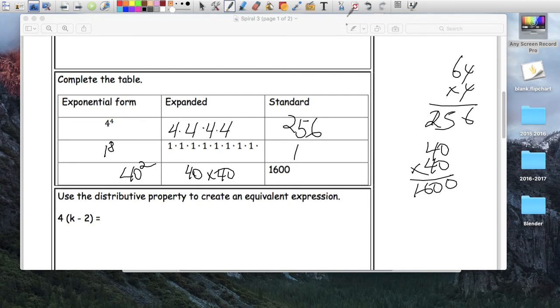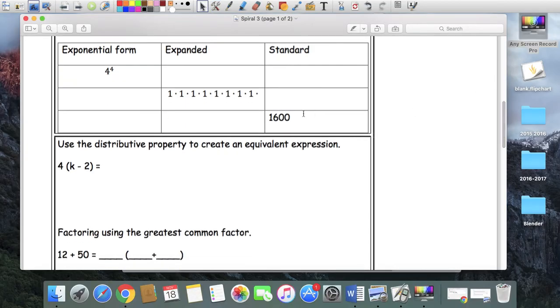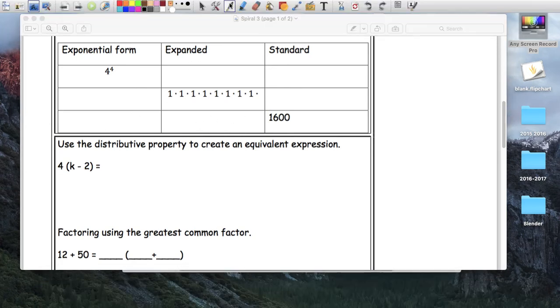Okay, now this one has a letter, a variable. It's called a variable. Get used to it. You're going to see a lot of that in your near future. So how do I multiply when it's a letter? 4 times k, I can write it as 4, and I'm multiplying k. K represents a number that I don't know. So we can just say 4k, and leave it as 4 times k.